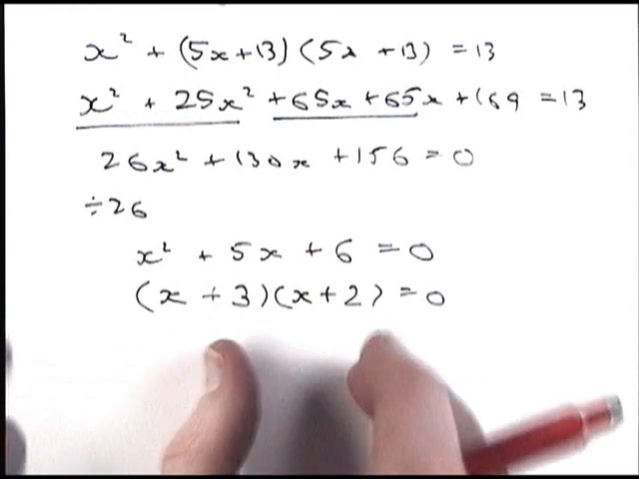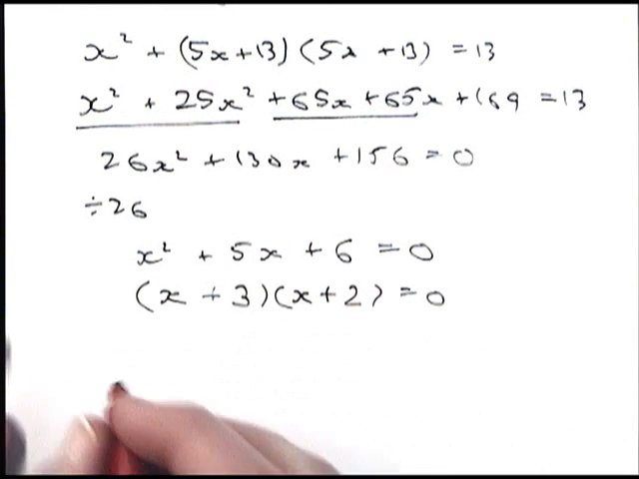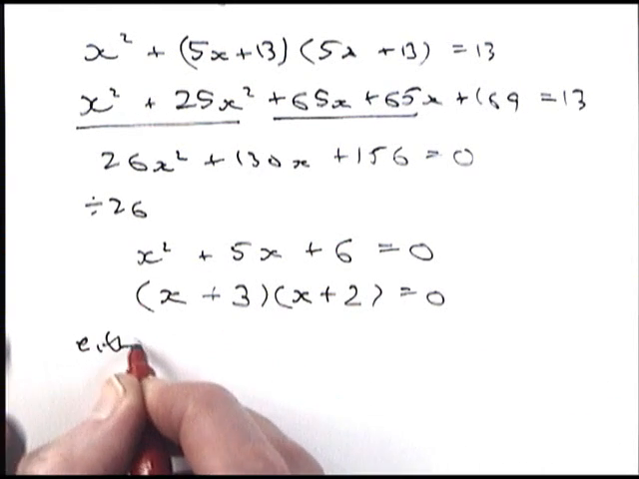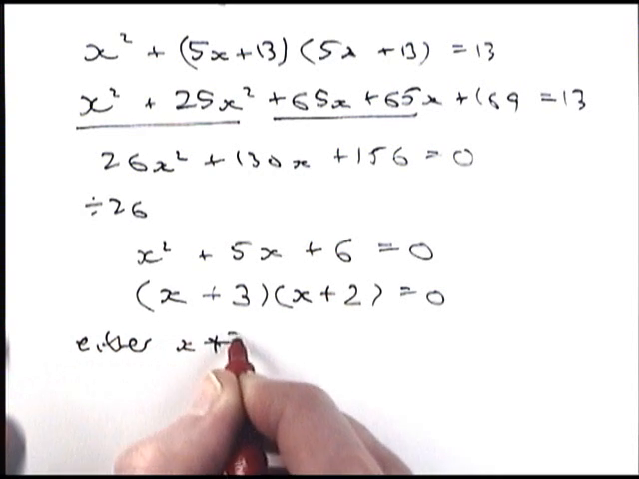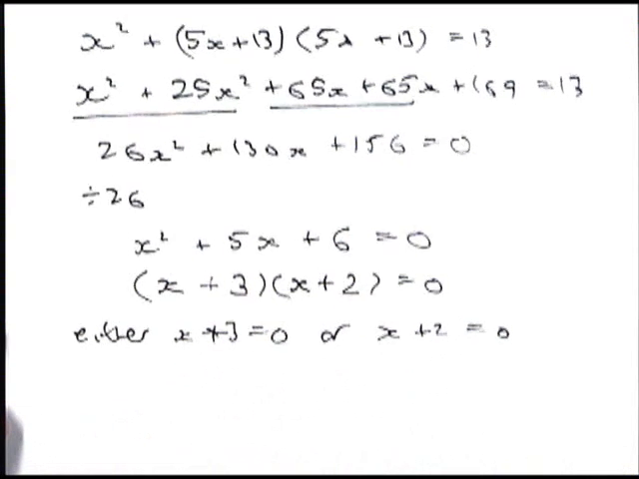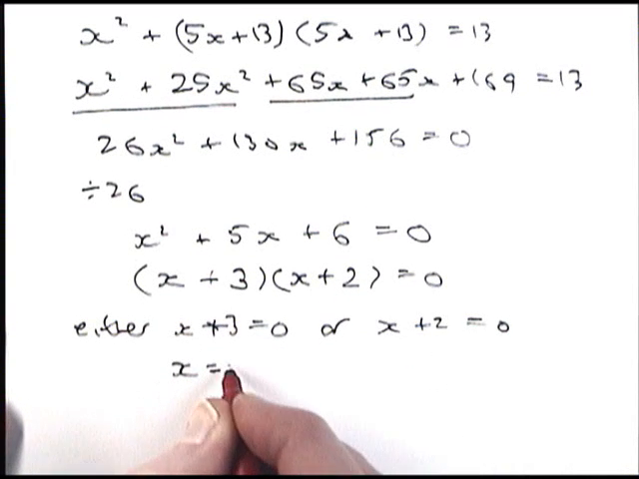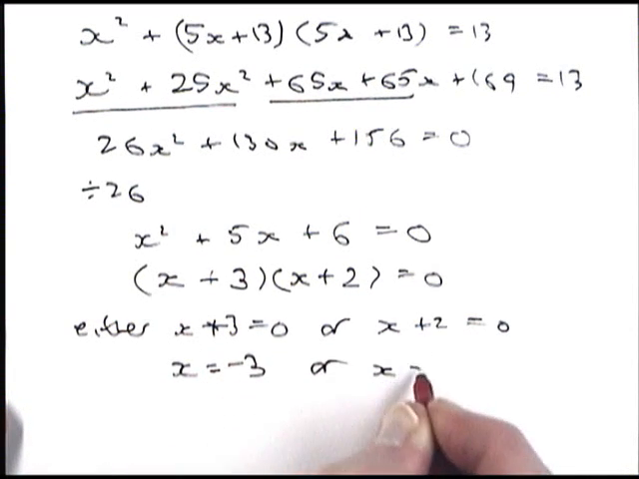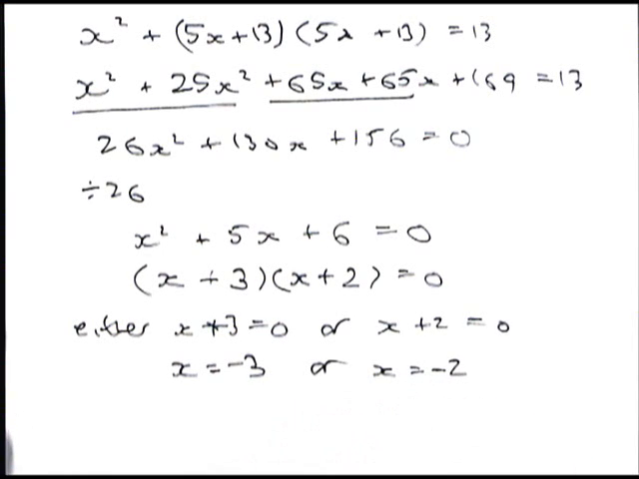So if I have these two things multiplied together equaling 0, that means that either the first bracket equals 0 or the second bracket equals 0, which in turn means that either x is minus 3 or x is minus 2. Now I've got to find out the y value that goes with each of those, and I've got to make sure I've got the pairs correct.